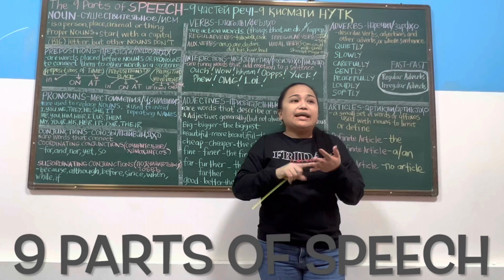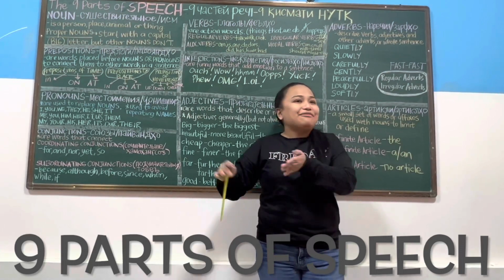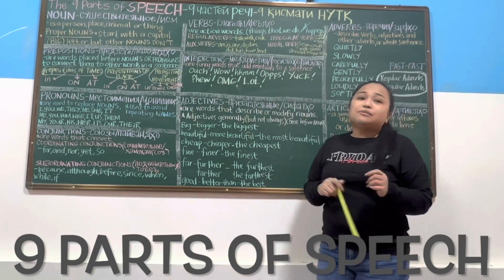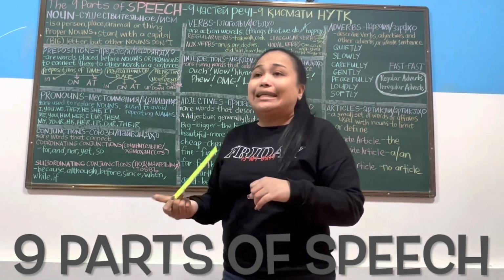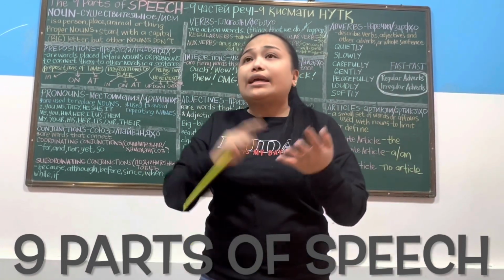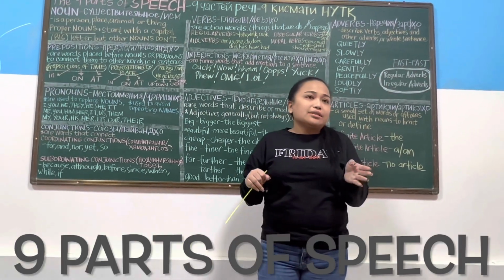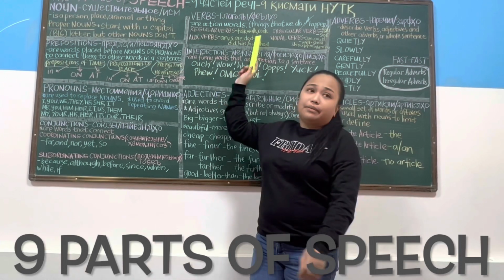auxiliary verbs are your am, is, are, do, does, did, have, has, had, and others. You understand? And modal verbs, we discussed this already. Can, could, may, might, shall, should, and others. Do you understand what a verb is? Okay?